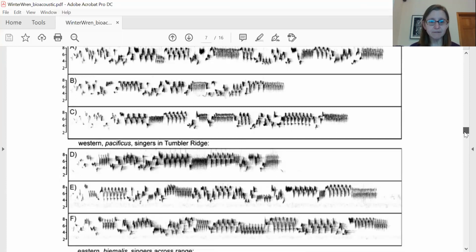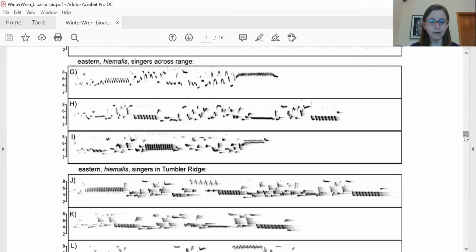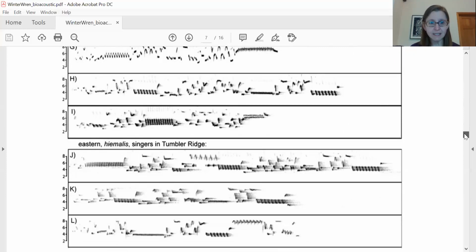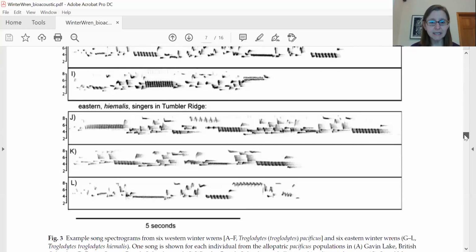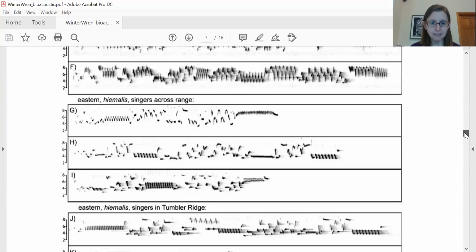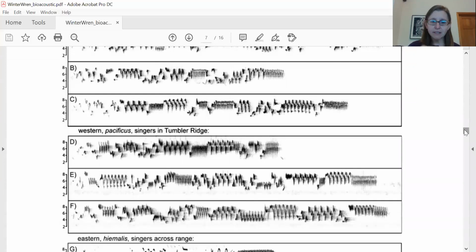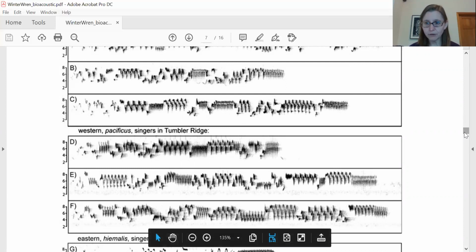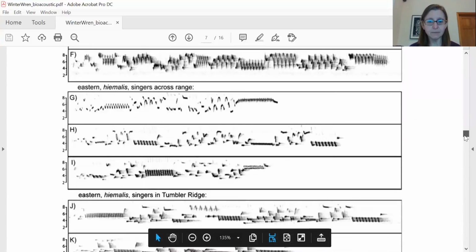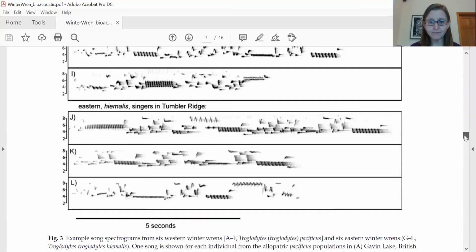So these are your Pacific wren songs. And then down here we have a range of the songs of the winter wren in the East. And so you probably can see that there are differences. One of the first things that stands right out at me by just looking at these images is that these Pacific wrens seem to be going high and low in pitch to a greater degree than these birds in the East.